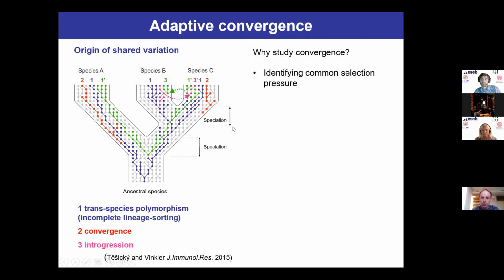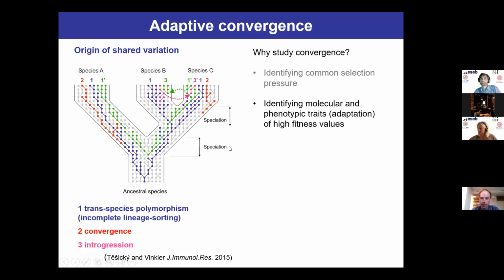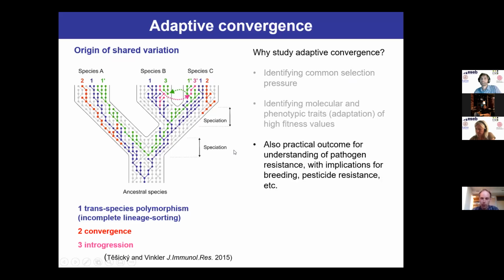However, convergence is still worth studying, because if we know convergence, we can identify some common selection pressure. We can identify some molecular traits that have very high adaptive values. And also, we can better understand pathogen resistance. It also has implications for breeding and pesticide resistance and for many other cases.